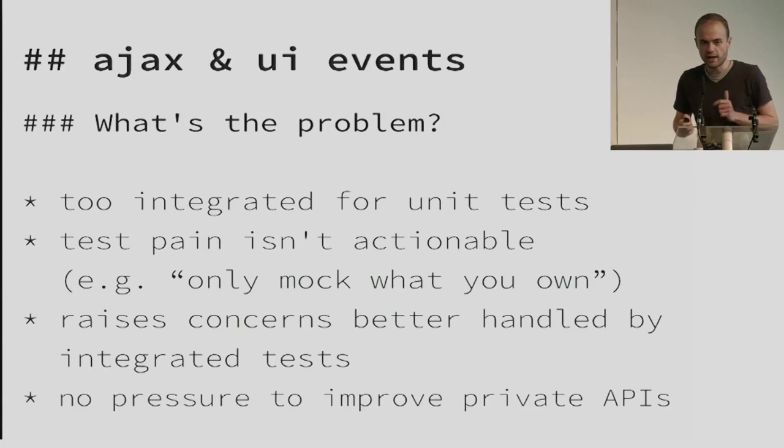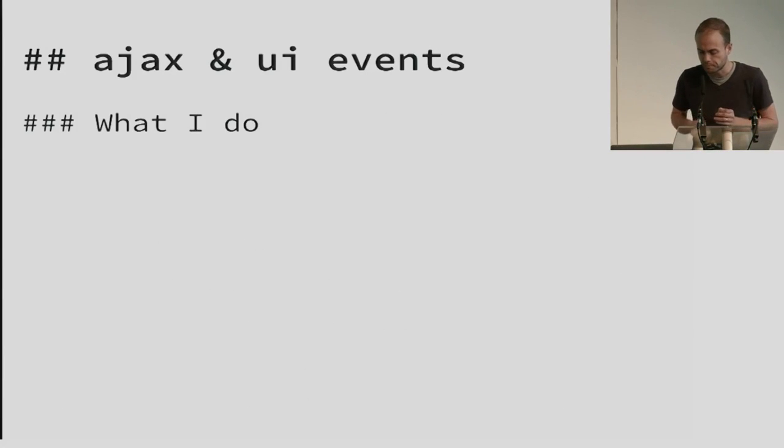And finally, they don't provide any pressure to actually improve my private APIs. If I'm testing at a really integrated level, even of my unit tests, I don't really learn about what the usability is like of my particular objects. And in JavaScript, they could just be anonymous. I might have no function names at all, which I don't think is a really good style long term.